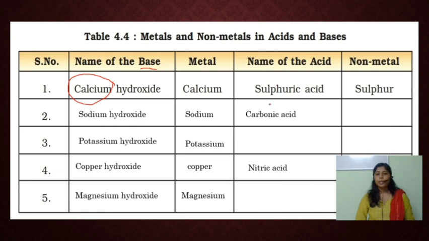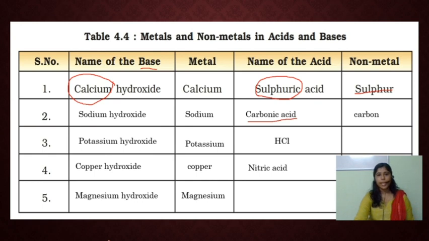We know sulfuric acid. It's an acid. Which non-metal is present in sulfuric acid? Sulfur. It's a non-metal, sulfur. Then carbonic acid. Which non-metal is present in carbonic acid? Simple, carbon. Then name HCl.